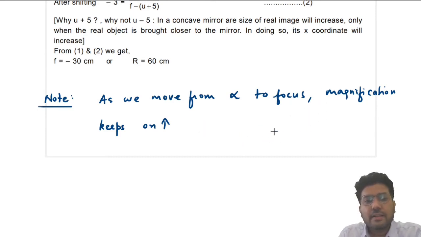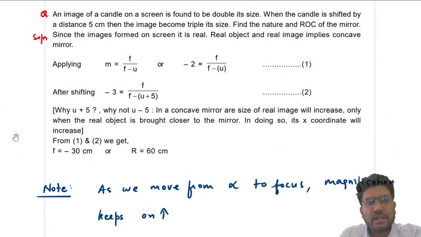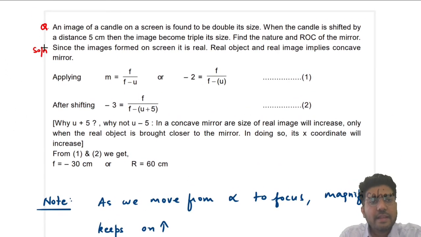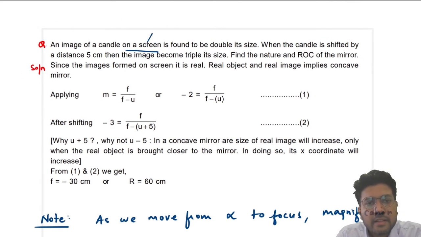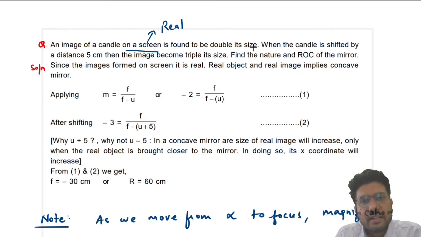So as we move from infinity to focus, the magnification keeps on increasing. All right, now let us look at this question. An image of a candle on a screen. Listen carefully. They have given you that the image is formed on the screen, that means the image is real. An image of a candle on a screen is found to be double its size. That means m is equal to -2.